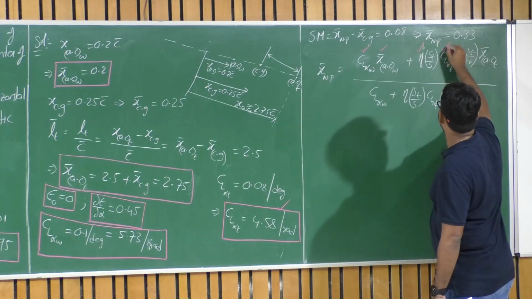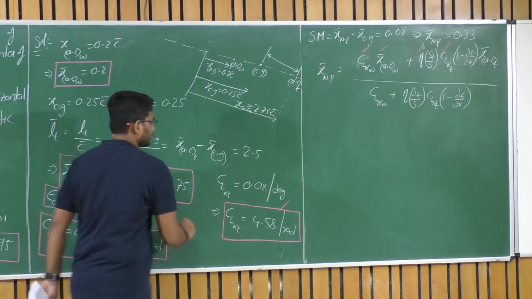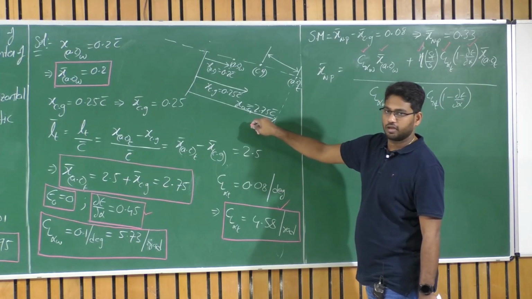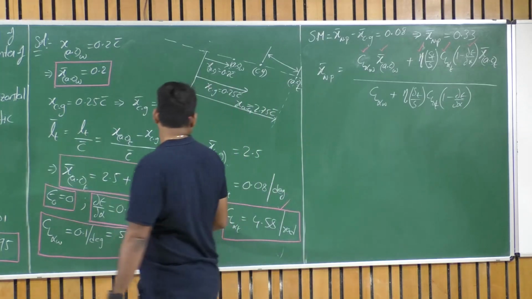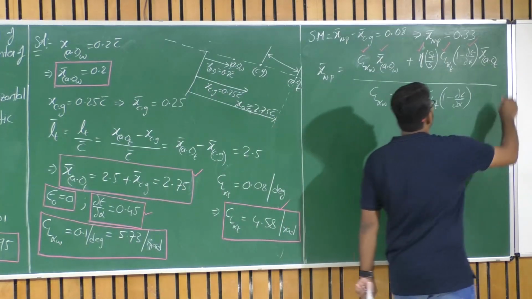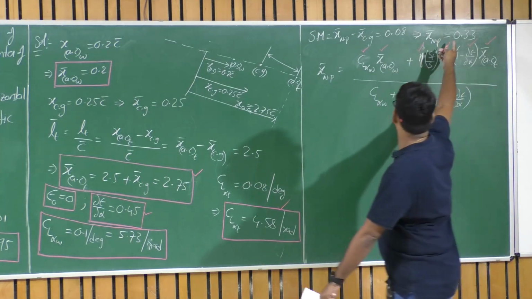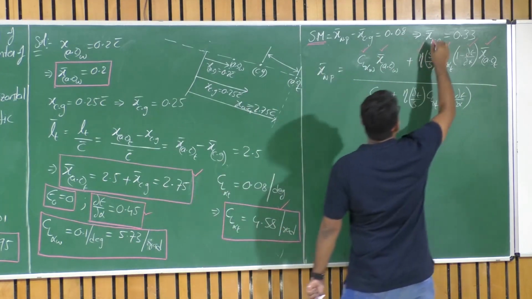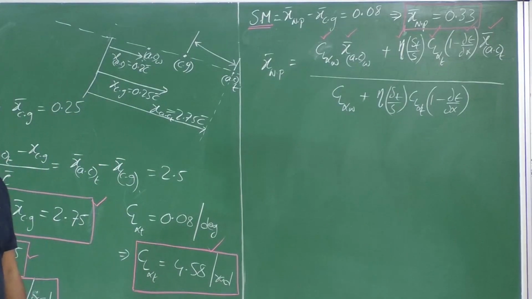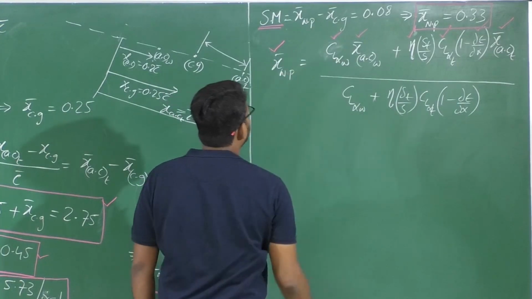So CL alpha of tail is available, and I have dou epsilon upon dou alpha, right, which is 0.45. So even I have this, and also we just figured out what is XAC of tail. Am I correct? So we just got what is XAC of tail. So XAC of tail is here, which is 2.75 in non-dimensional form. So that means we got all the data, and neutral point we have figured out from the given static margin. We have estimated what is the neutral point, right, with the given CG location.